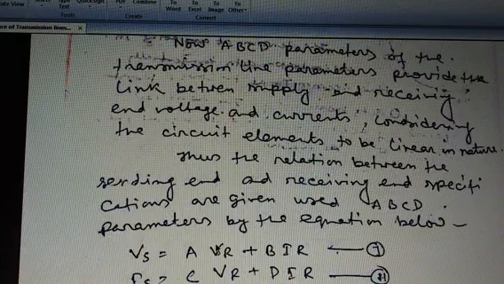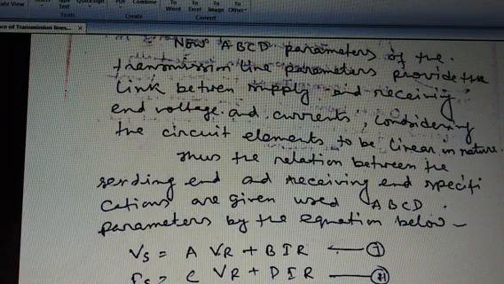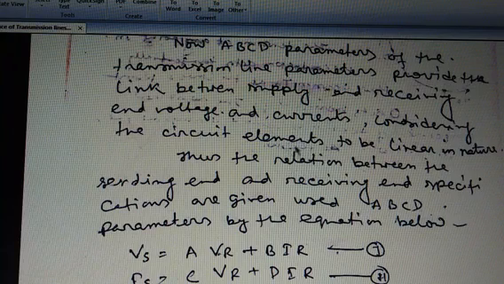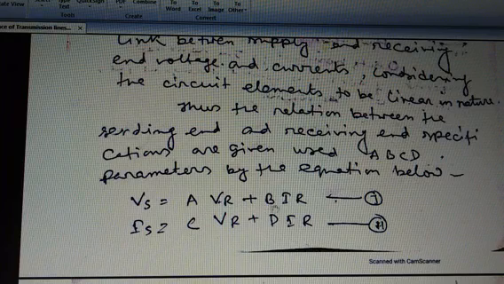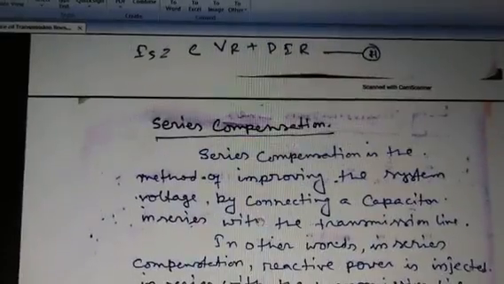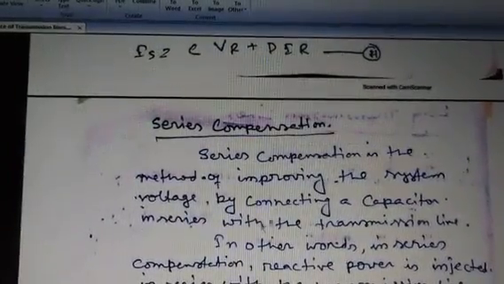Thus, the relation between the sending end and the receiving end specifications is given by the ABCD parameters using the equations below. VS equals A VR plus B IR, that is equation 1, and IS equals C VR plus D IR, that is equation number 2.